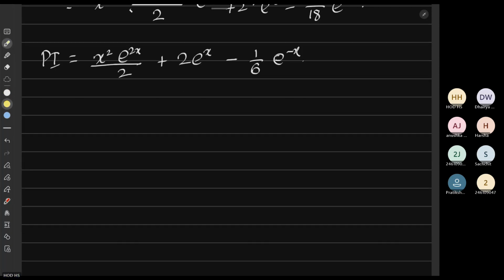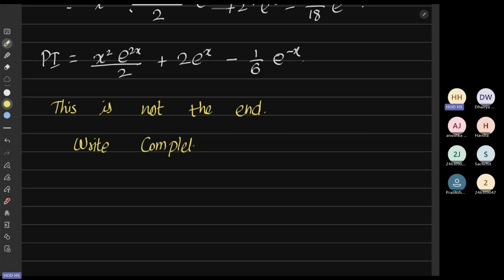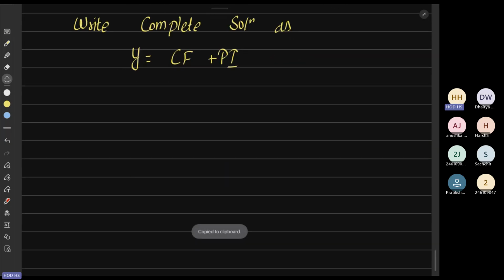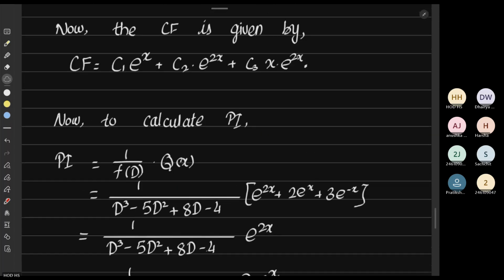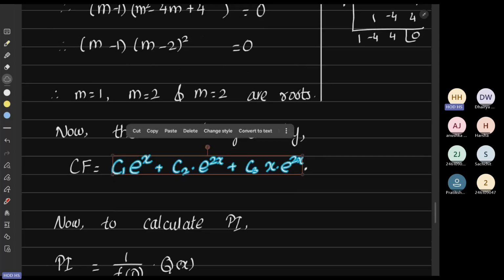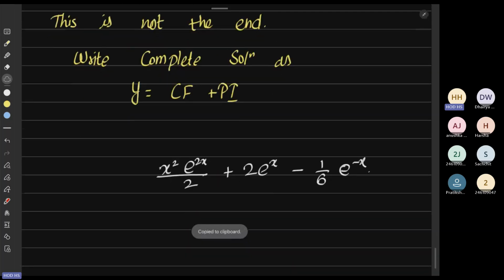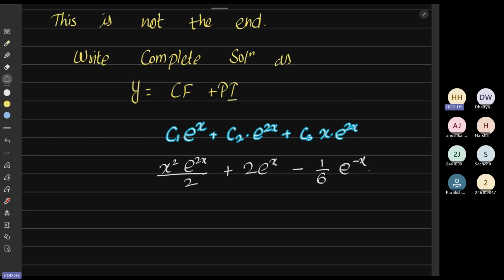Again, this is not the end. We need to write the complete solution. The complete solution is y equal to CF plus PI. So in this case, I will just copy my particular integral and paste it here, and I will again copy the complementary function and paste it over here. So this is my complete solution.